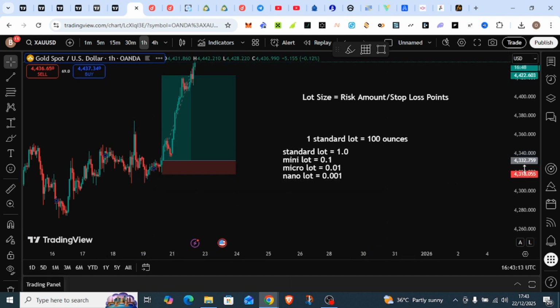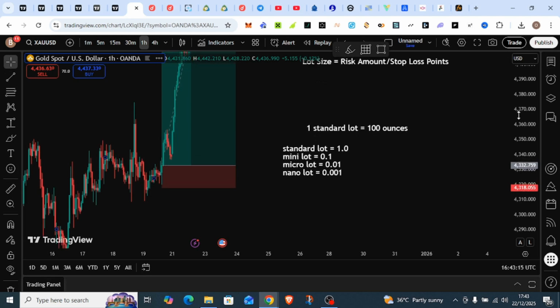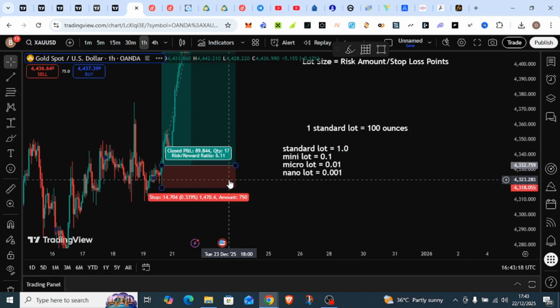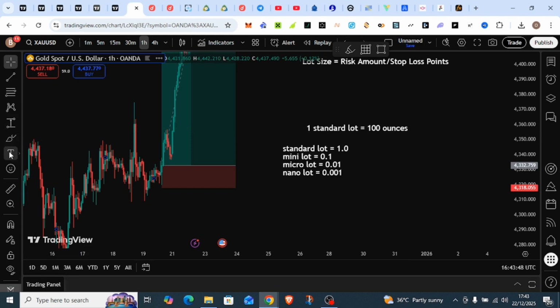Before we continue with the calculation, let me explain these coordinates here. I'm just doing it for the sake of education, otherwise I would have gone straight to the calculation because it's simple. So the first point here, which is the stop, is gotten by subtracting the stop loss price from the entry price. When you subtract the stop loss price from the entry price, you get this point here, 14.704.